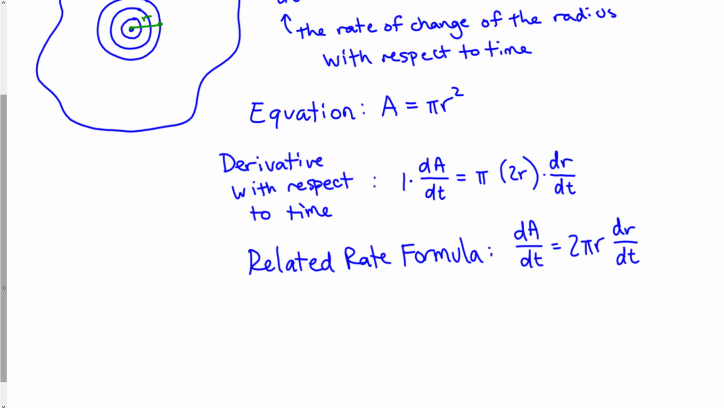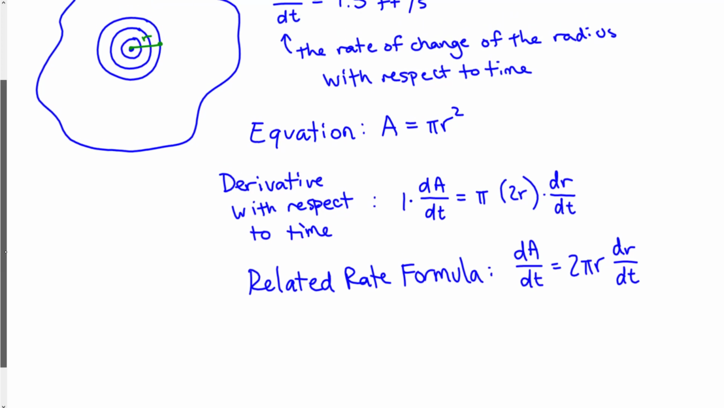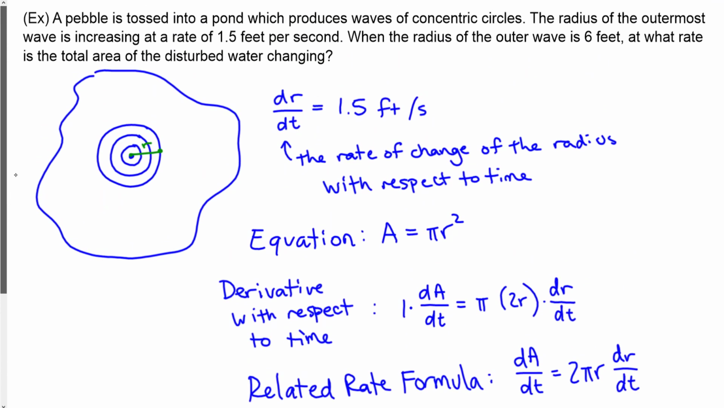Okay? Now, with that, these problems generally solve themselves at this point. There's just a couple of things to plug in. So let's go back to our problem and see what kind of given information we have and what we need to find out. All right, so first off, we have that the outermost wave is increasing at a rate of 1.5 feet per second. So we have that to plug in. We want to know when the radius of the outer wave is 6 feet, what's the rate of change of the disturbed water, the total area of the disturbed water.